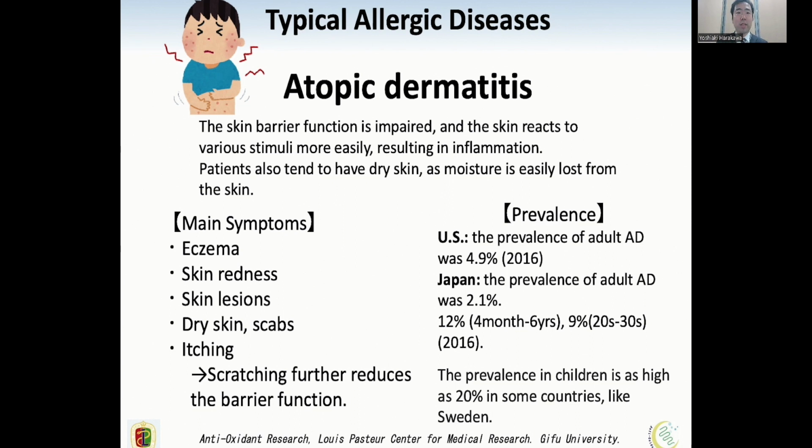Atopic dermatitis is found in 4.9% of adults in the United States and 2.1% of adults in Japan. Atopic dermatitis is also found in about 12% of children between the ages of 4 months and 6 years, and in about 9% of people in their 20s and 30s. The prevalence in children is as high as 20% in some countries like Sweden.